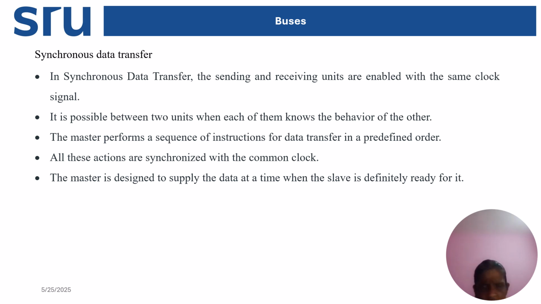The master performs a sequence of instructions for data transfer in a predefined order. So automatically that order in which the data is to be transferred is known by the master, because the master is the one to do the operation. All these actions are synchronized with a common clock. The master is designed to supply the data at a time when the slave is definitely ready for it. So it knows the slave is ready. Whenever the slave is ready, it will start the transfer of data.